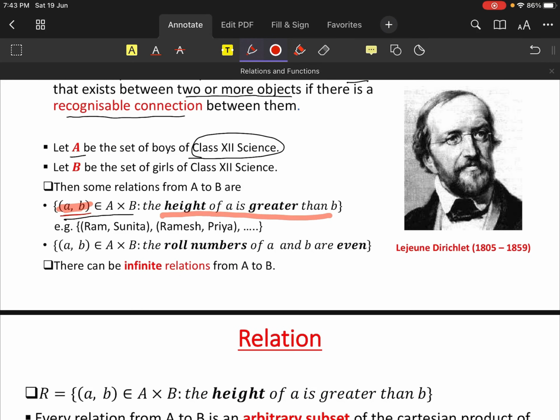Again, another relation could be that the roll numbers of A and B are even, or that the roll numbers of A and B are odd. This way we can have infinite relations from A to B. From one set to another set, we can have infinite relations between their elements.